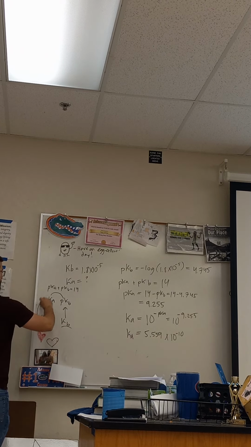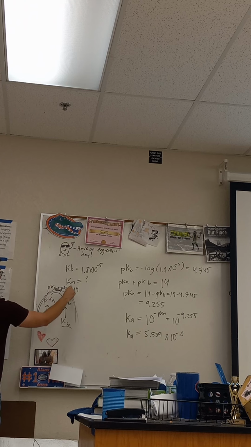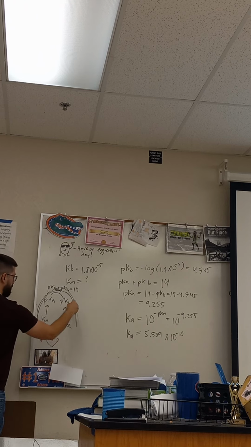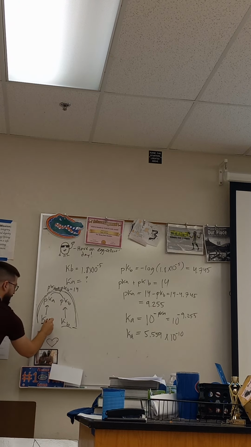So basically you go in an arc around. Like if you have Ka, you go in this arc around. You do Ka to PKa, and then you add them, subtract from 14, then bam. Then you do 10 to the negative power, and then here. Can you go straight to here? No, you gotta go like this.